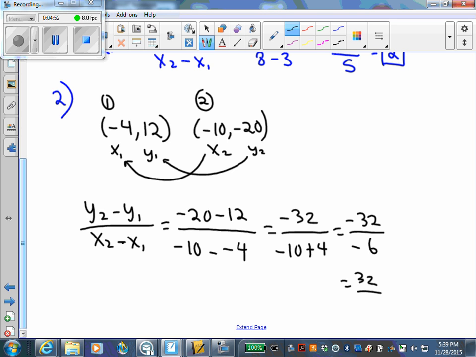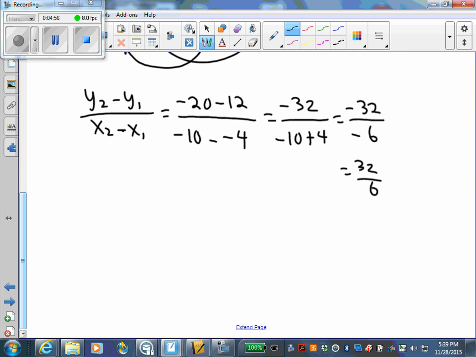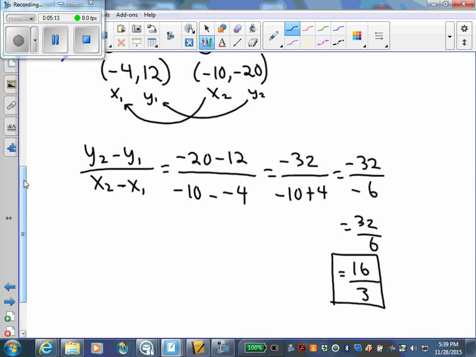we can write that down. That reduces as well because those are both even numbers. So even numbers can be divided by 2. So if I divide top and bottom by 2, 32 divided by 2 is 16. 6 divided by 2 is 3. So 16/3 is our final answer for that. So that is how you use the slope formula to find slope from 2 points.